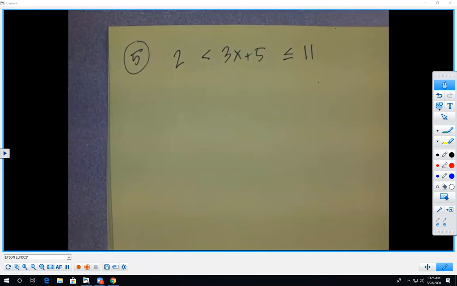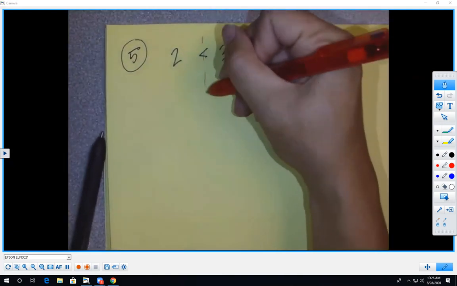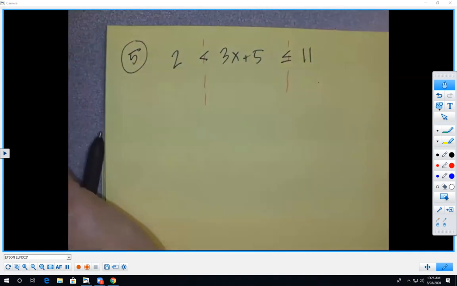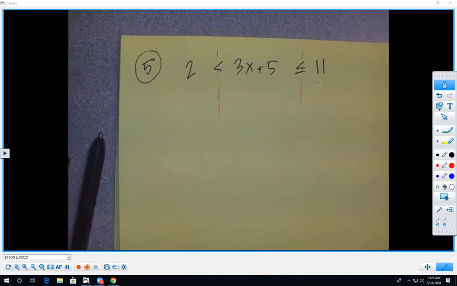There's 2 different ways you could do this. You could keep this all together and think of it as like a 3-sided equation. Whatever you do to one side, you've got to do to all the other sides, essentially. You could also, if you wanted to, break this apart into 2 different problems.